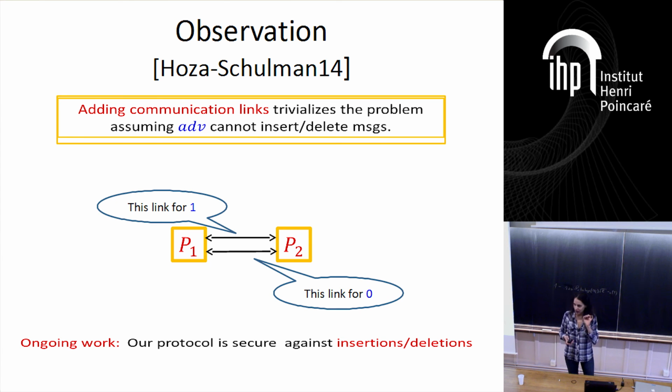By the way, before I end, if anyone knows what the best error rate is that you can get for just one-way communication with insertions and deletions, please let me know. Goswami is the best? Okay.